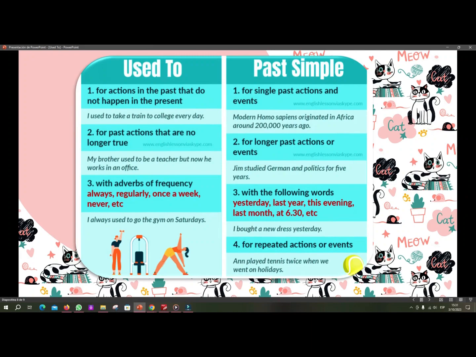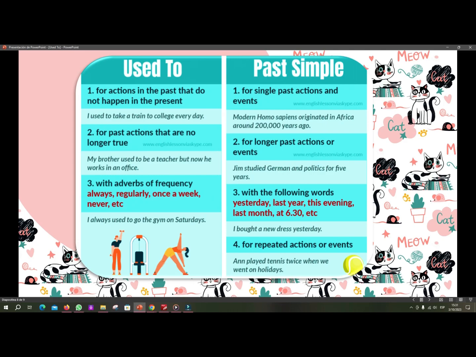So, used to versus simple past. Here you have this. First, actions in the past that do not happen in the present. In that case, you're going to use used to, right? I used to take a train to college every day, right? So that would be an example. I used to go to the park every Friday, for example, right?